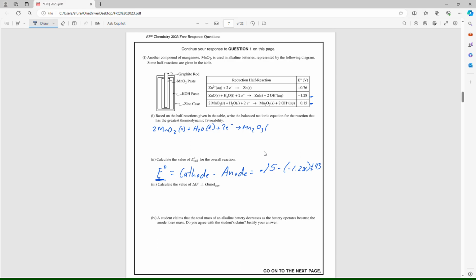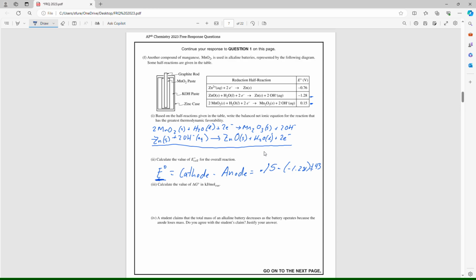Mn2O3 solid, 2OH minus. And then this middle one, we're going to write out reversed because we flipped it to maximize thermodynamic favorability. Aqueous zinc oxide solid plus H2O liquid plus 2 electrons. So this is the overall two equations, but it asks for the balanced net ionic.